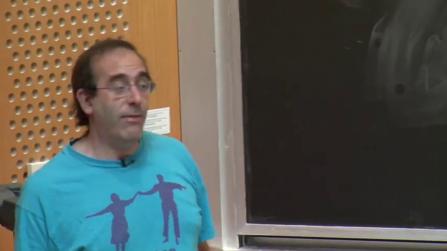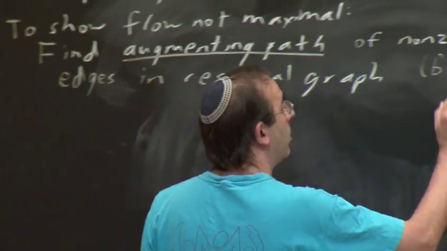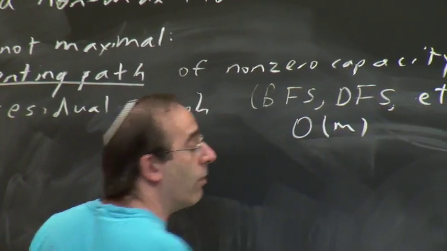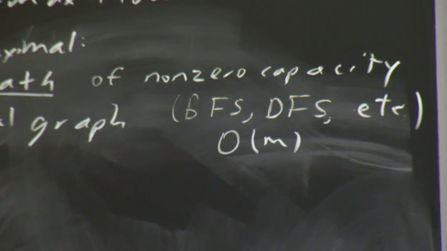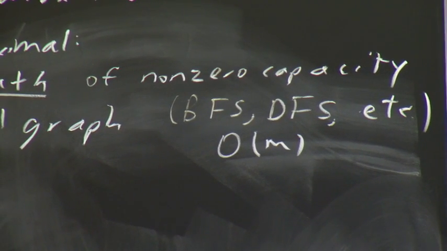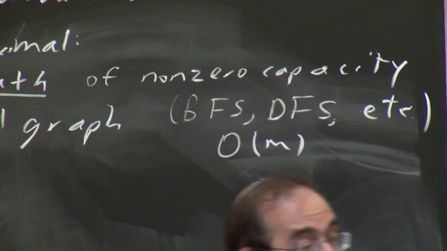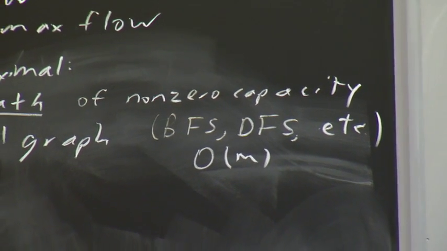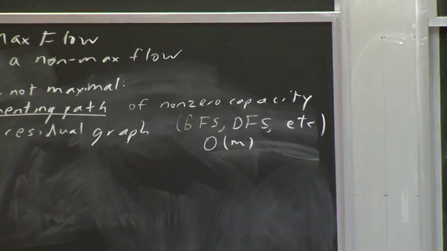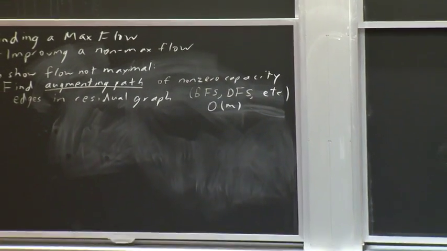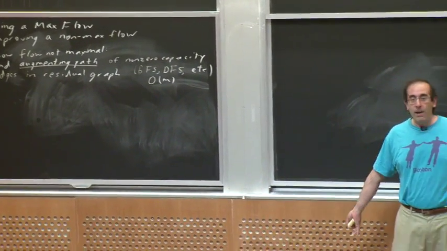So we now have an order m time algorithm for demonstrating that a flow is not a maximum flow, or for checking that it is a maximum flow. So now we know how to tell if it's maximum or not. If it's not maximum, we want to make it better. How might we do that?